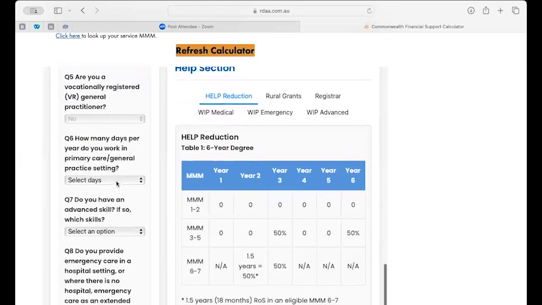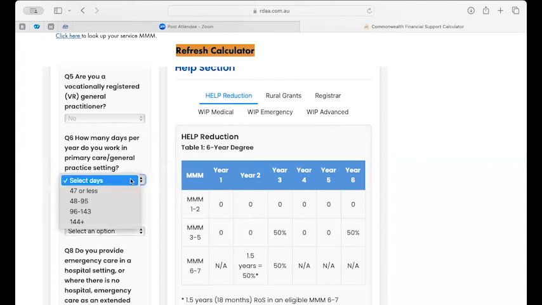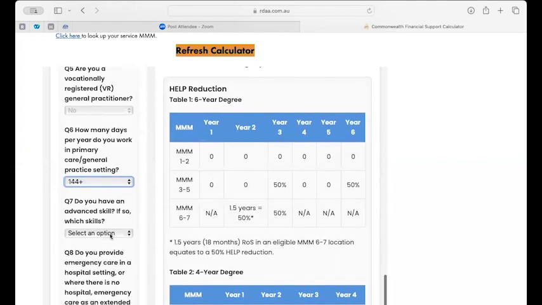And then how many days a week will you work in primary care? We'll do the scenario that this person is actually a rural generalist trainee, so they have their advanced skill. We'll pretend it's anaesthetics, but they're going to be working full time. They'll work 3 days a week in general practice, 1 day a week doing an anaesthetic list, and then let's roster them, because there's never too much that they could do, 1 day a week in emergency. So they'd be doing 144 days in a year for primary care.